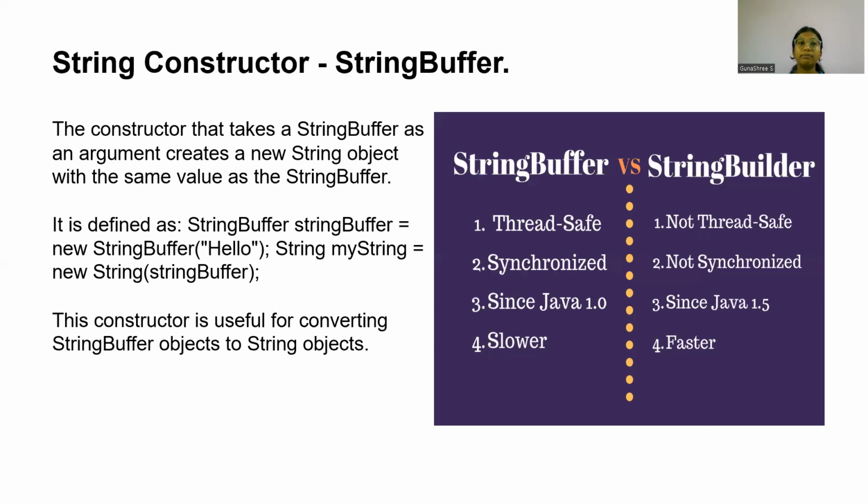Moving on to the next one, that is a string buffer. Here the constructor takes a StringBuffer as an argument, and again it will create a new string object with the same value as the string buffer. The major difference here is the letters that are used. StringBuffer is the actual class, and the new string will be referred to with a small letter at the start and the consecutive word starting with a capital letter, which will be equal to new StringBuffer("hello"), and it will be converted into another string. So it is again used for converting string buffer objects to string objects.